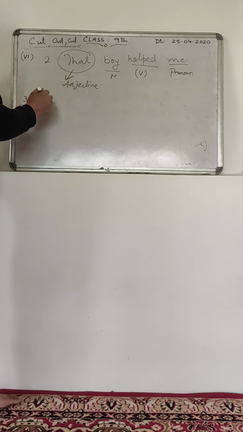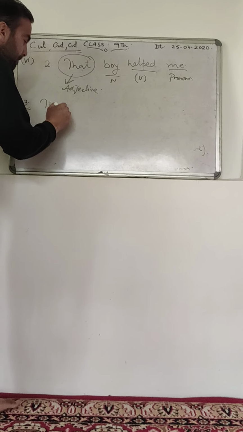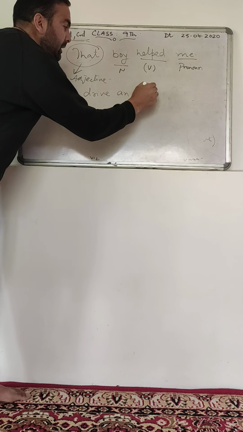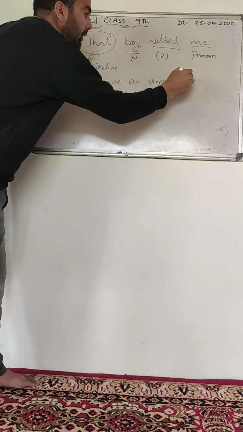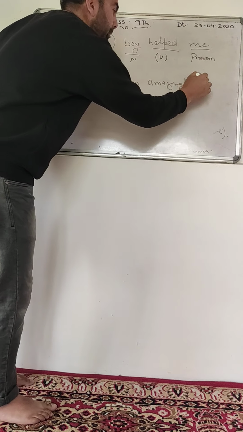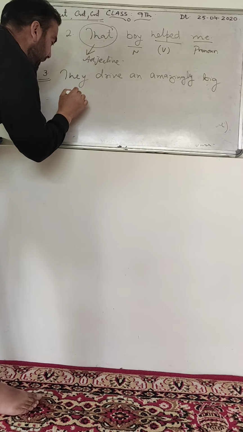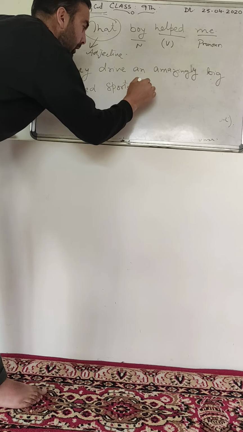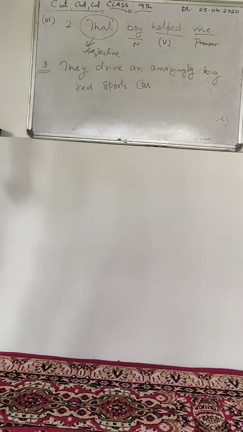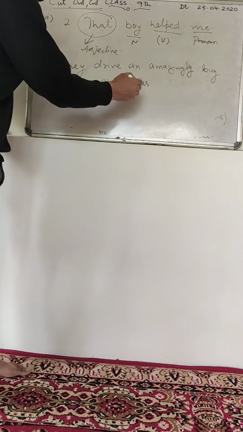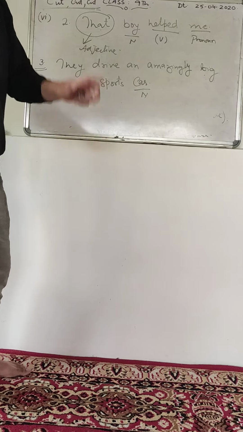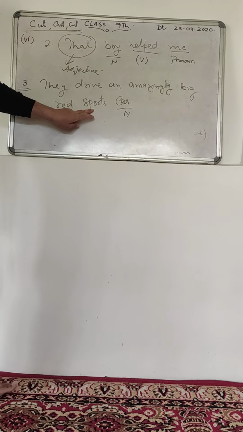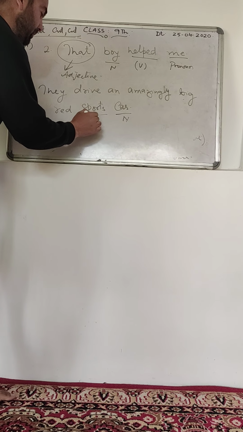Let's see. They drive an amazingly big red sports car. It's a very good sentence because it contains a number of adjectives. Noun here is car. But what type of car it is? It is a sports car. So again, it is being described as a sports car. So this is an adjective.